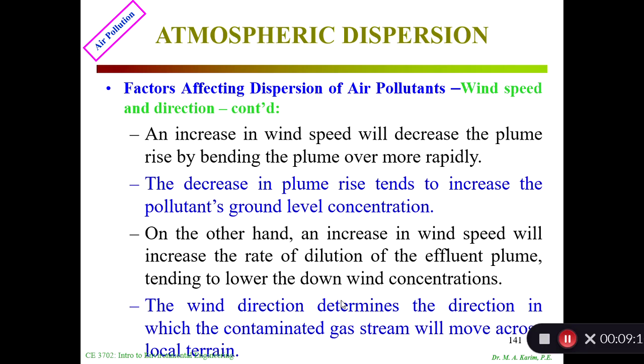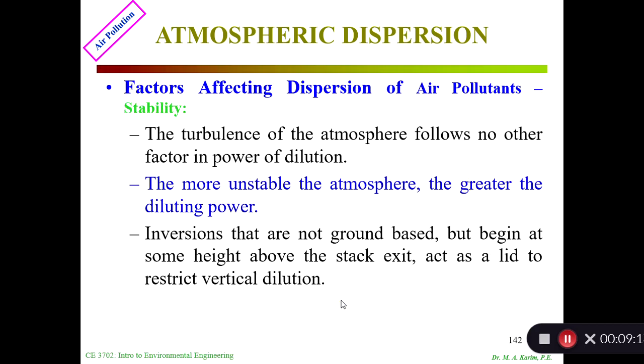So that makes sense. The wind direction determines the direction in which the contaminant gas stream will move across the local terrain. The turbulence of the atmosphere is no other factor in power of dilution. The more unstable the atmosphere, the greater the diluting power. Inversions that are not ground-based but begin at some height above the stack exit act as a lid to restrict vertical dilution.